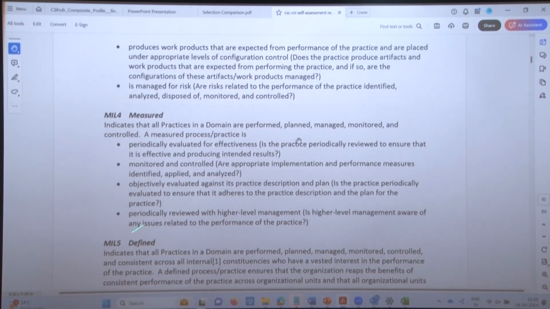There's a few more that is managed for risk. So risk assessment is properly performed and identified, etcetera. Now the next one, MIL4, is measured, right?